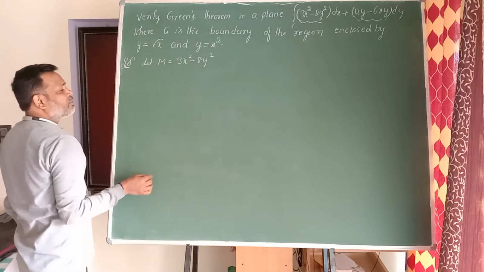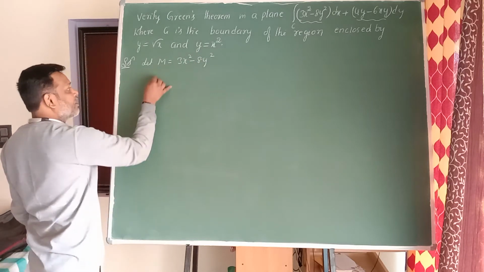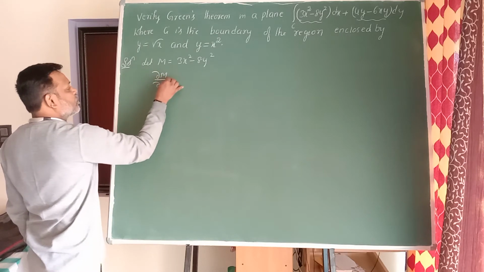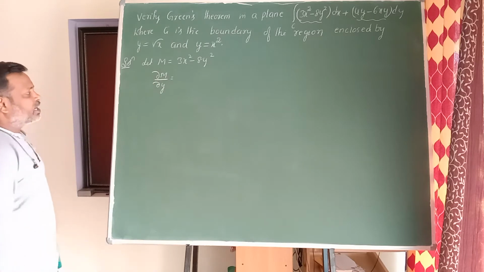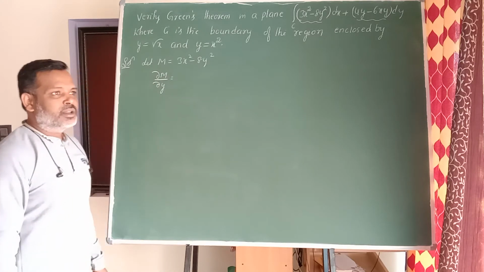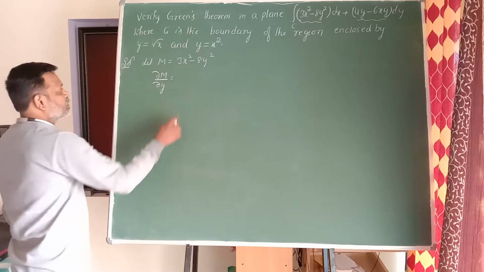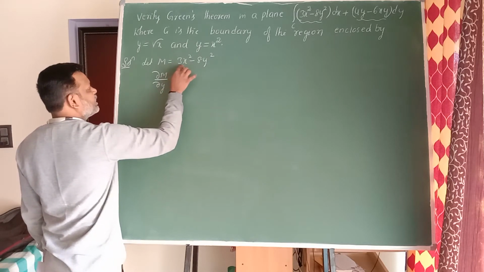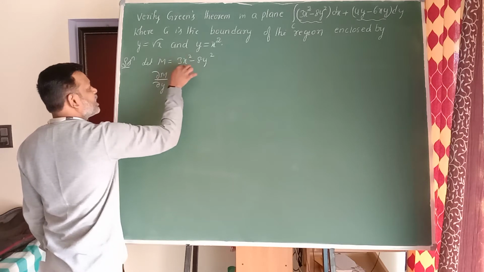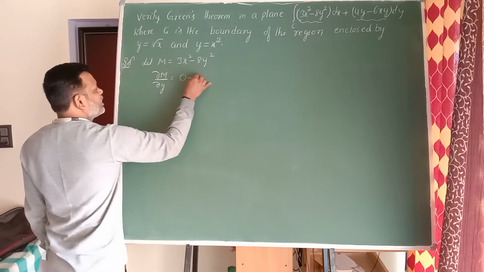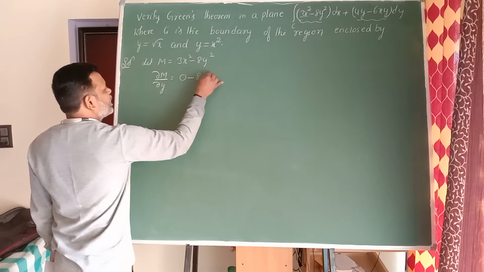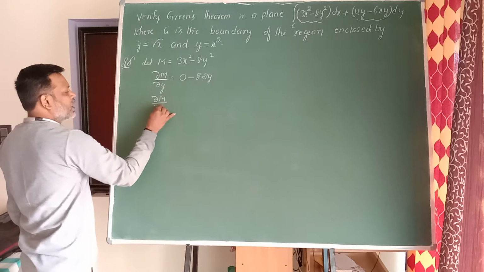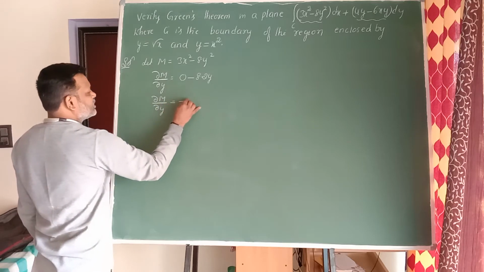According to Green's theorem, we have the partial derivative of m, dou m divided by dou y. When we are differentiating partially with respect to y, the term x becomes a constant. So the derivative of 3x square is 0 because there is no y term here. This entire thing is constant, derivative is 0. Minus 8 into y square gives 2y. Therefore dou m divided by dou y is equal to minus 16y.